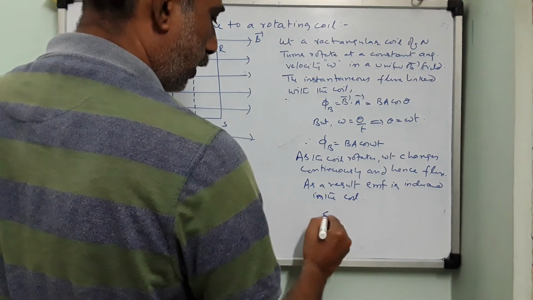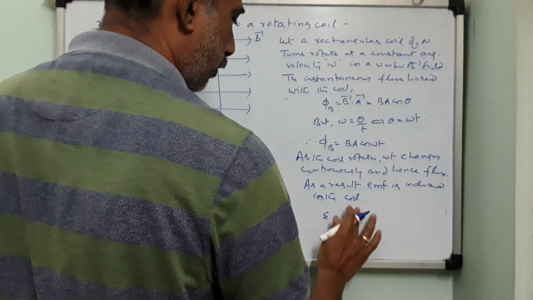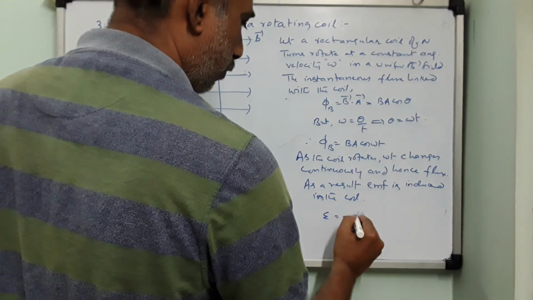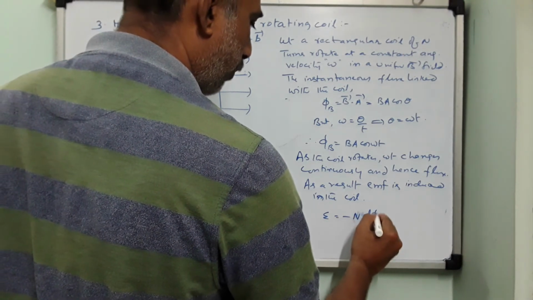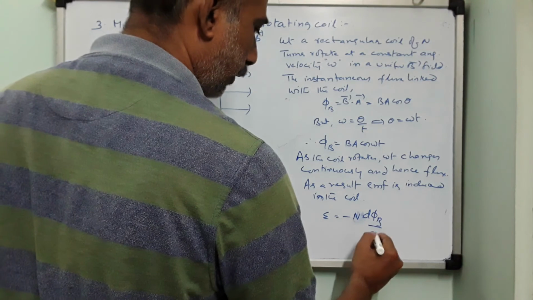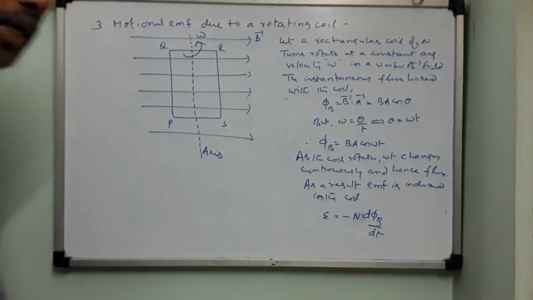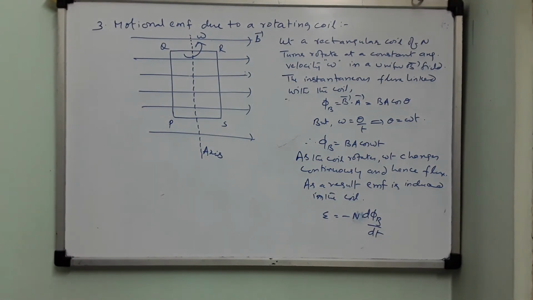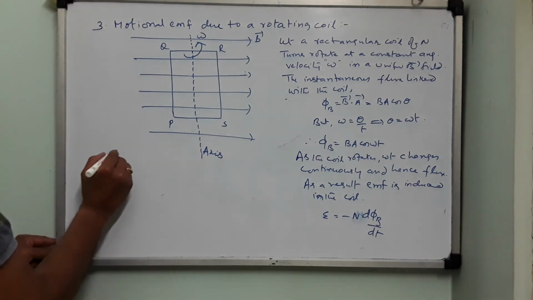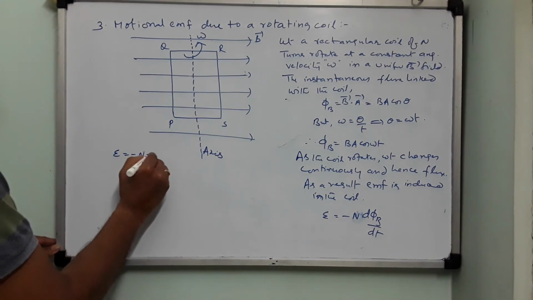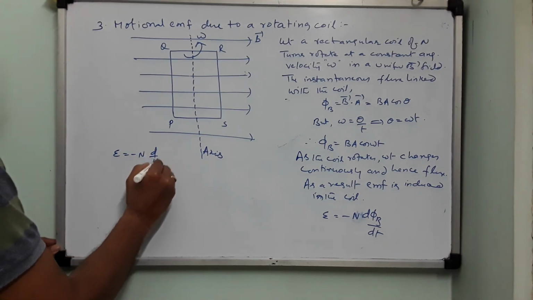So what is the formula? E equals minus n into d phi b divided by dt. Because I am considering n number of turns, that's why I am using this minus n into d phi by dt. So therefore, E equals minus n into d by dt of phi b.